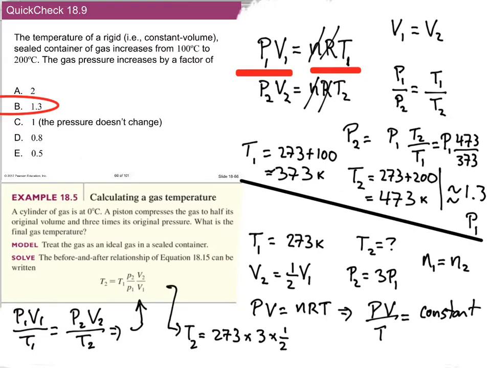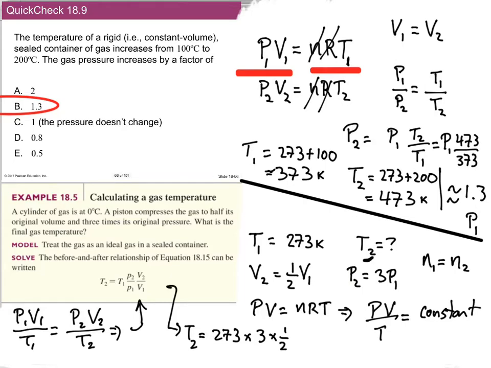So T2 equals T1 times P2 over P1 times V2 over V1. Just a little bit of algebra from the line that I wrote before that one. And all you have to do is replace now. So T2 equals T1. T1 is 273. The ratio P2 over P1 comes from here.